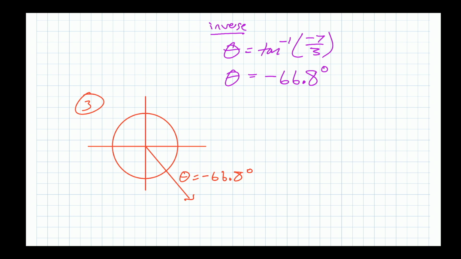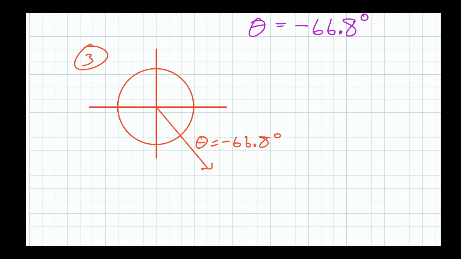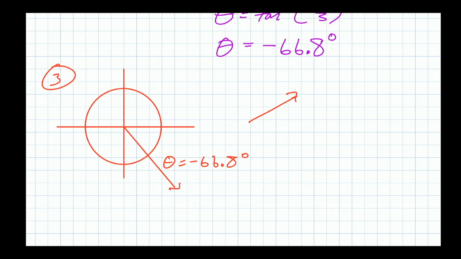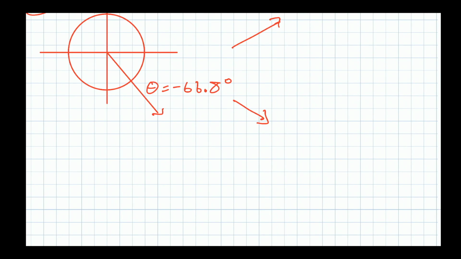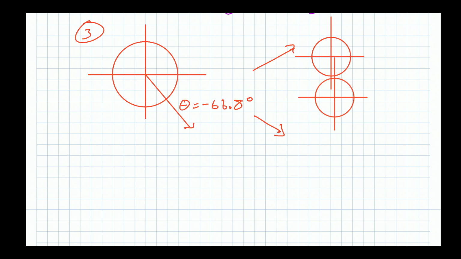Now, let's see if we can put both of the angles we're looking for on here. So the two angles we want are going to be as follows. I'm going to draw 2 more unit circles. Okay, so there's a little unit circle. And then there's another little unit circle.